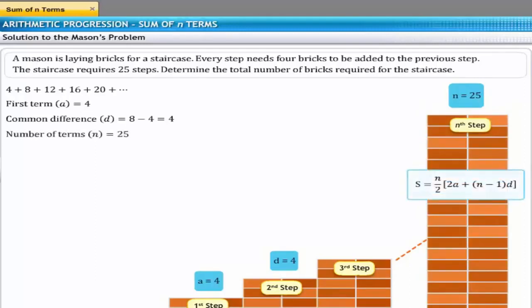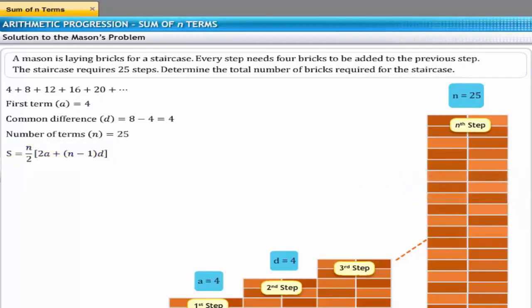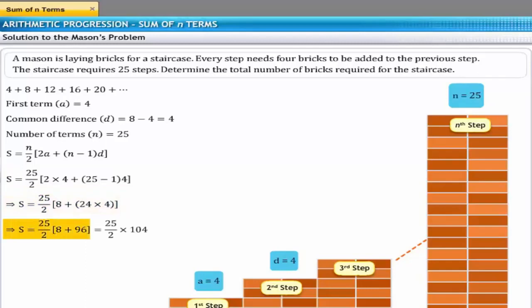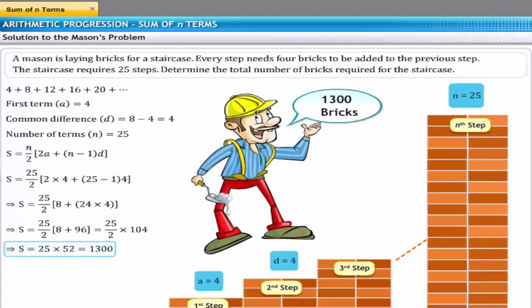You can apply the formula for sum of n terms to the given data. Substituting the values of n, a, and d in the formula, you get the value for the sum of n terms, s. After simplifying, you get s equals 1300. Therefore, the mason requires a total of 1300 bricks to construct a staircase of 25 steps.